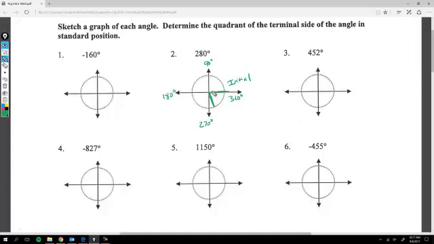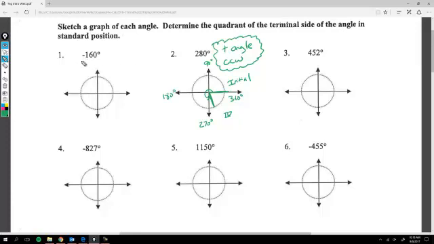So remember, in this case, we always go counterclockwise. And we end up in the fourth quadrant. Something to note here is our angle was positive. So we have a positive angle, and we go counterclockwise. That's something that you're going to have to know. And again, we ended up in the fourth quadrant. Now let's go back to number 1.